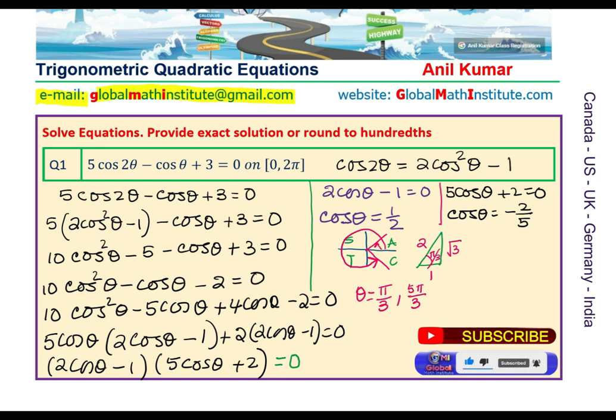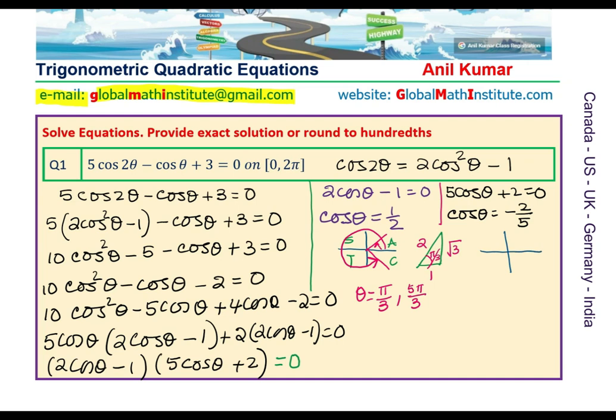Now the other one, cos theta equals to minus 2 by 5. Now that minus 2 by 5 will be in quadrant 2 and 3. So let's find the angle alpha first, right? So we're going to equate cos alpha equals to 2 by 5, right? And find alpha as equals to cos inverse 2 by 5.